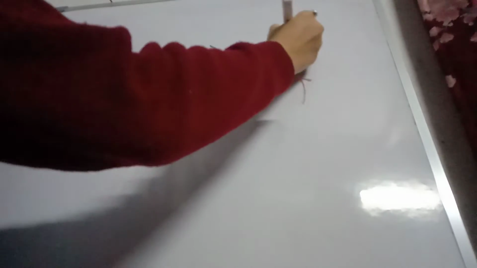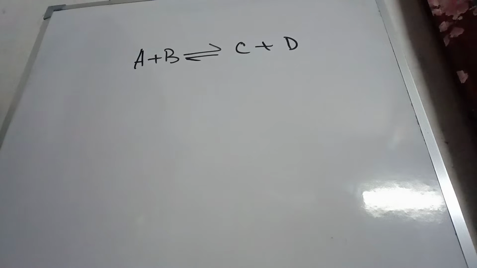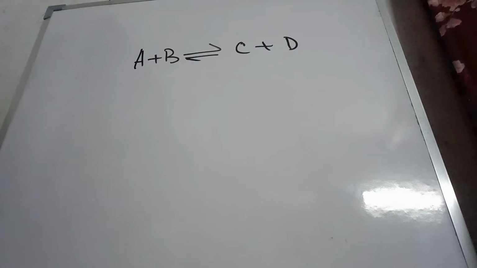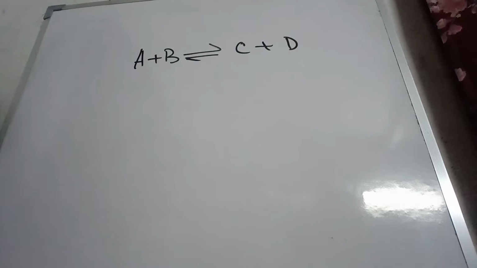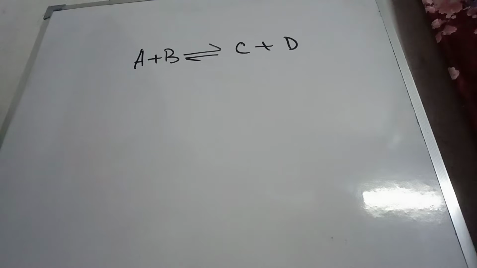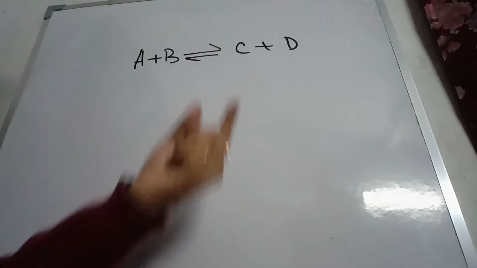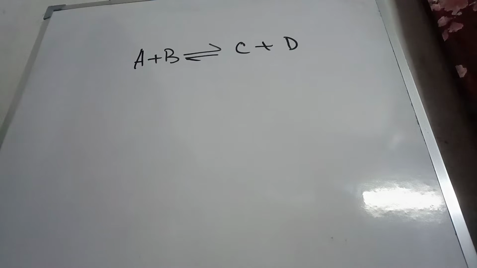Let us consider a general reversible reaction which is given as this one: A plus B reversible C plus D, where A and B are my reactants and C and D are the products. So in the beginning, the concentration of reactants is large and those of the products are zero. Therefore, only forward reaction takes place. With passage of time, the concentration of reactants goes on decreasing, so the rate of forward reaction also decreases.